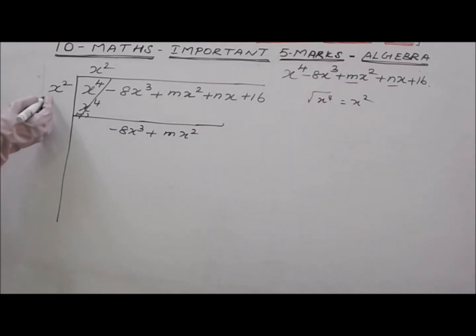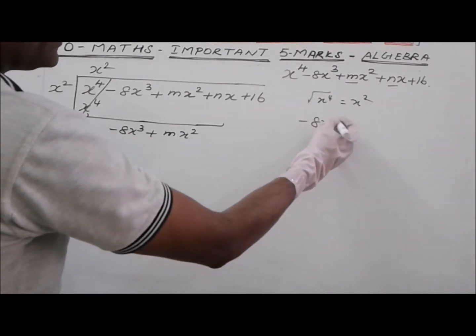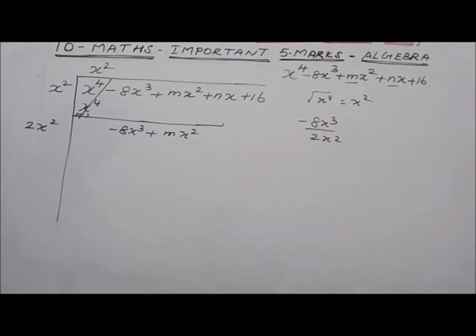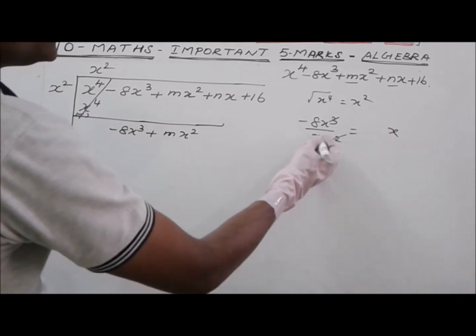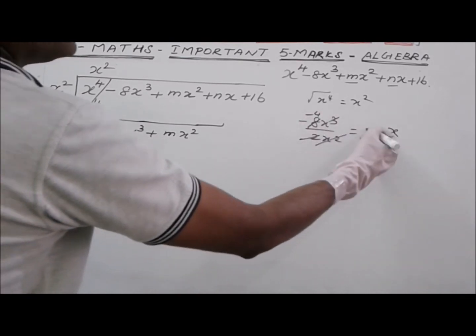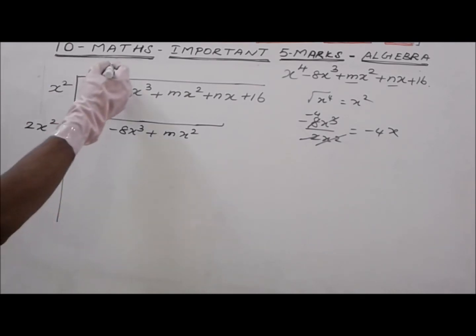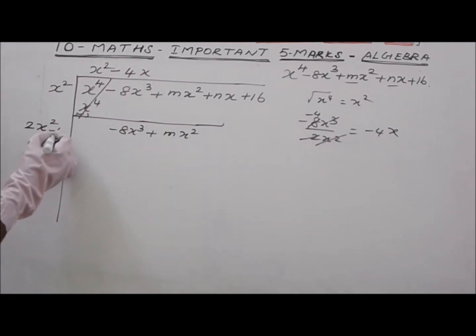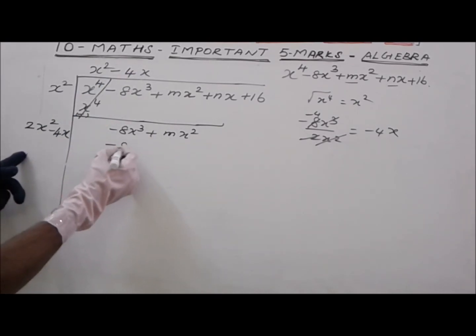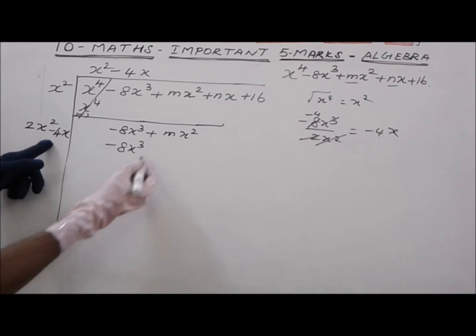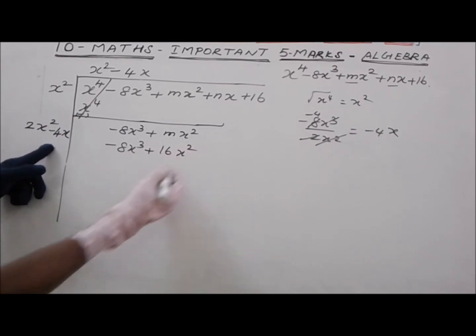Now multiply it by 2, 2x square. Then divide the minus 8x cube by 2x square. Here x square and x cube, we have x. And 2 and minus 8, minus 4. So minus 4x. So apply minus 4x here and here. And multiply minus 4x by these two terms, we will get minus 8x cube plus 16x square.